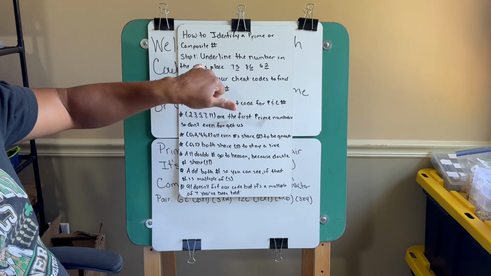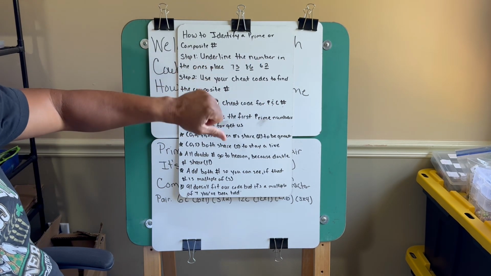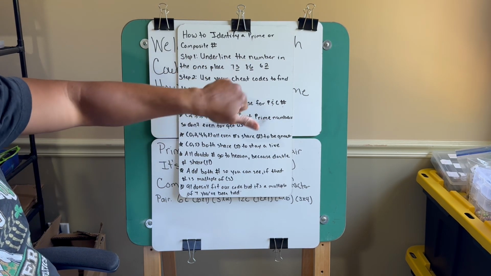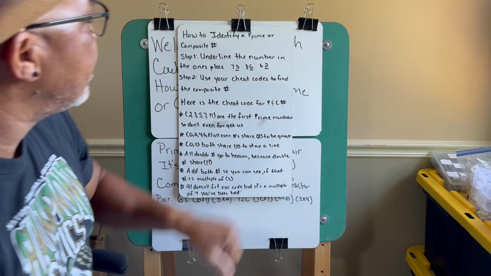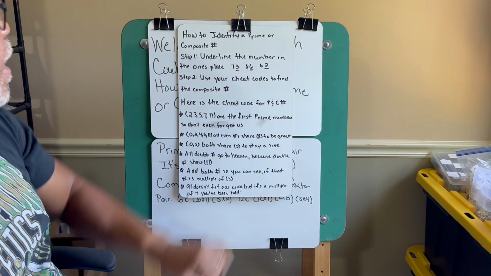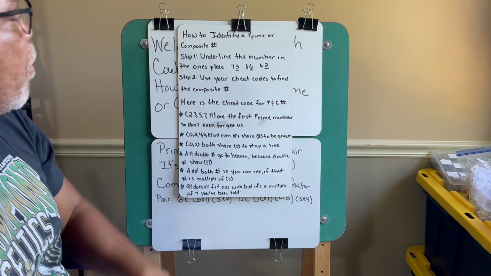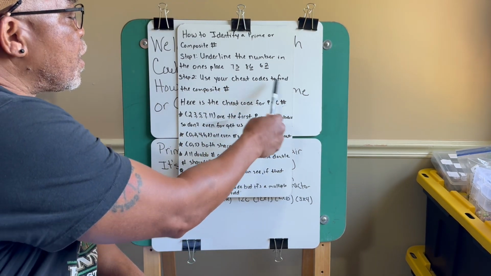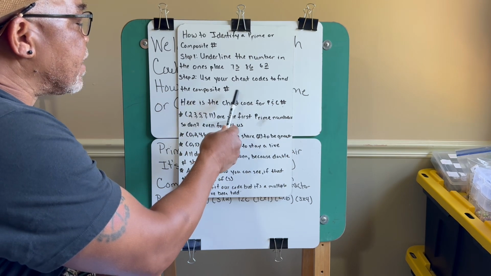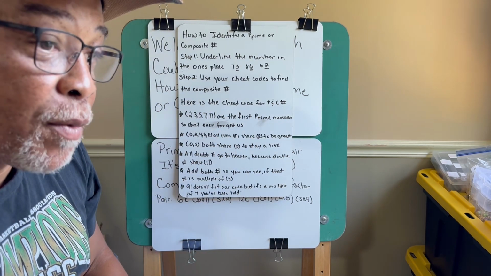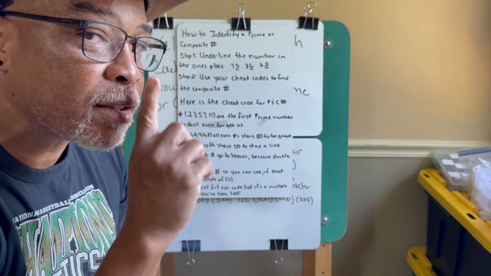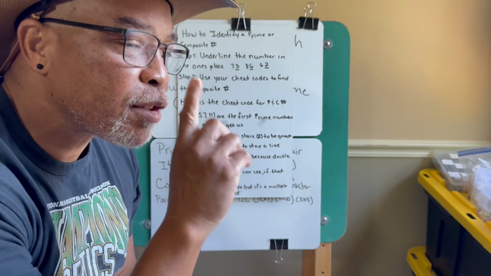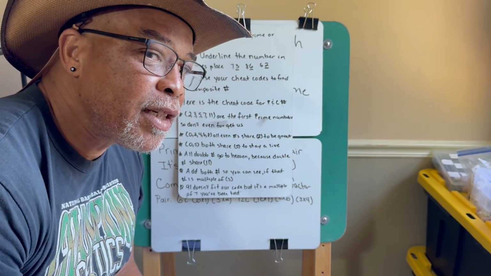Step 1. Underline the number in the ones place. 73, that would be the 3. 76, that would be the 6. 62, that would be the 2. Use your cheat code to find the composite number. I'm going to give you a cheat code, but don't tell your teachers.